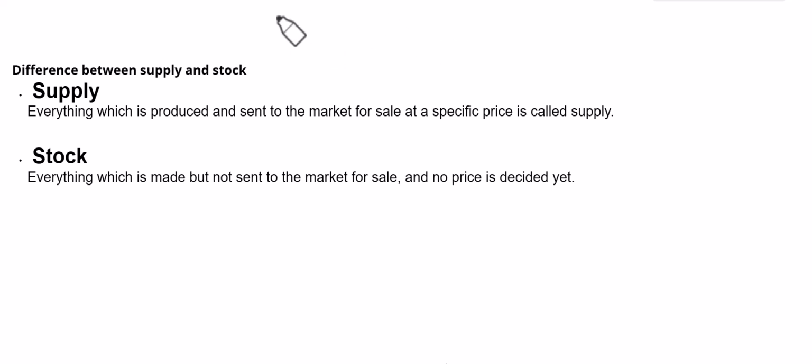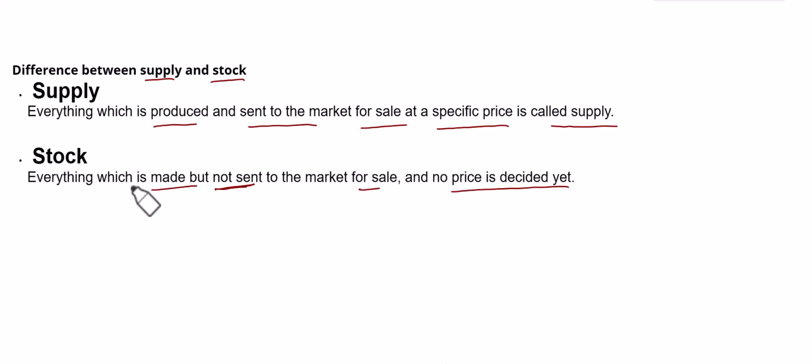In today's lecture, we are going to discuss the difference between supply and stock. Basically, supply is anything which is produced and sent to the market for sale at a specific price. And a stock is everything which is made but not sent to the market for sale and no price is decided yet.